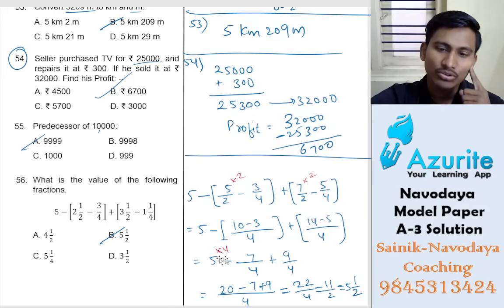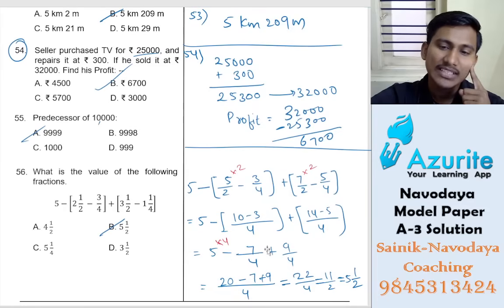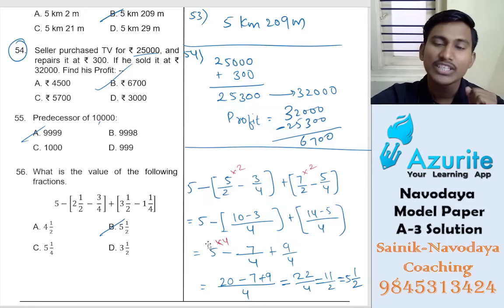So here 5 minus 7 by how much? 4 plus 9 by 4, so 4 will be the LCM. So here we have to multiply with 4: 5 4s are 20, minus 7 plus 9. So the answer will be 20 minus 7 plus 9, that is minus 9 minus 7 is 2. 20 plus 2, 22 by 4.